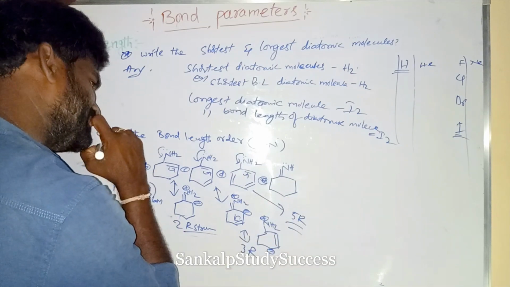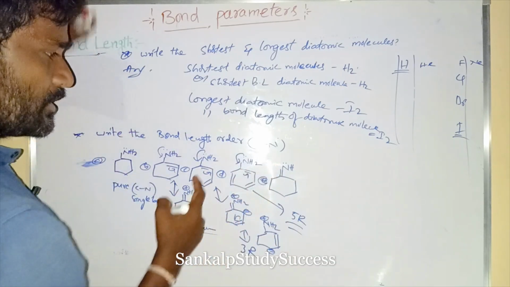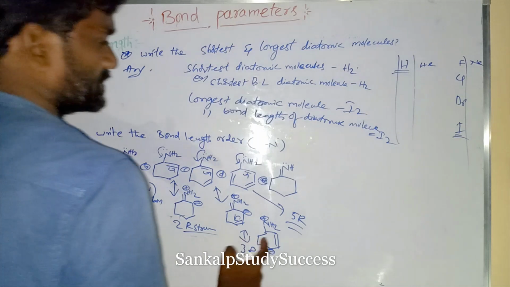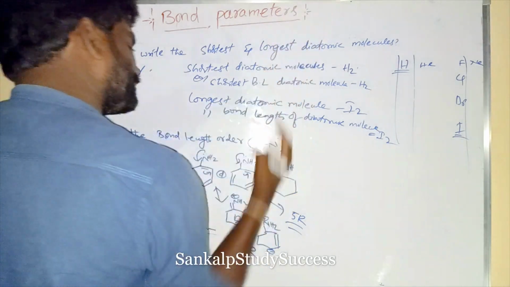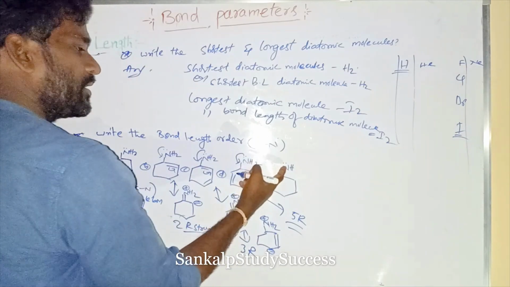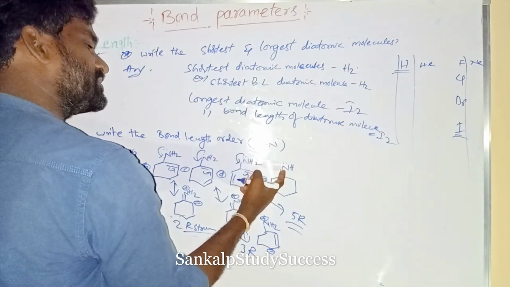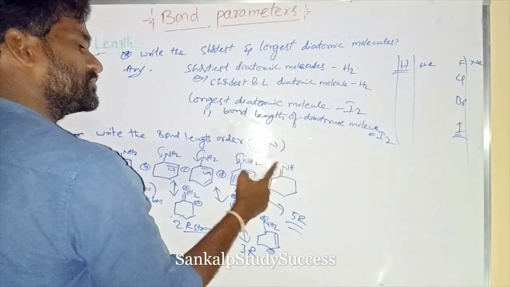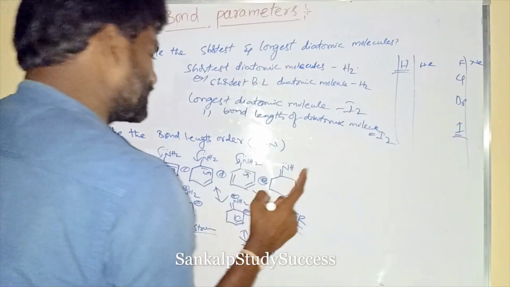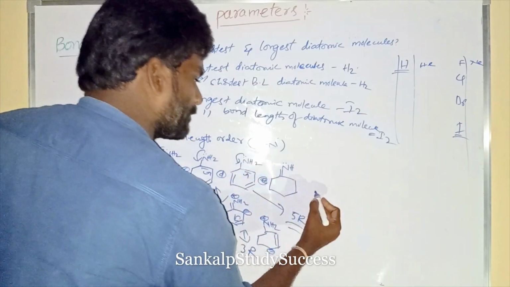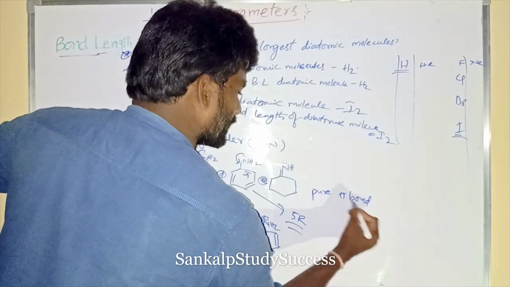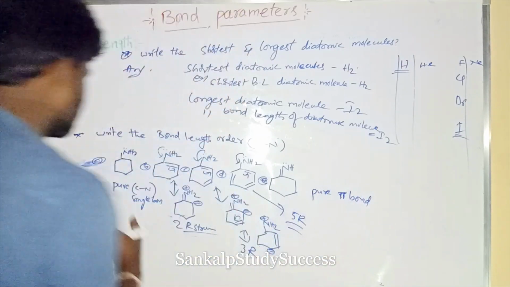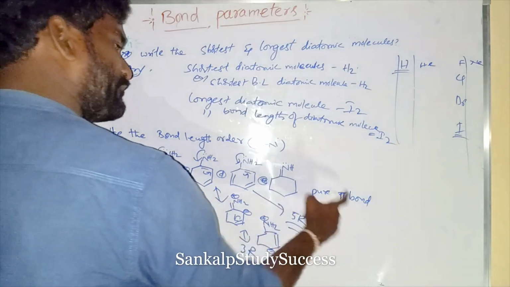Here, this cannot undergo resonance. Why? Here the pi bond is not adjacent to the lone pair, so this cannot undergo resonance. So this is the pure pi bond. Now, this is the pure single bond and this is the pure pi bond.